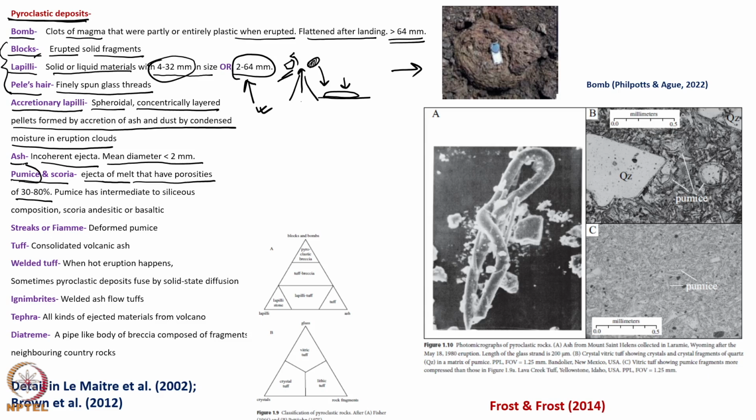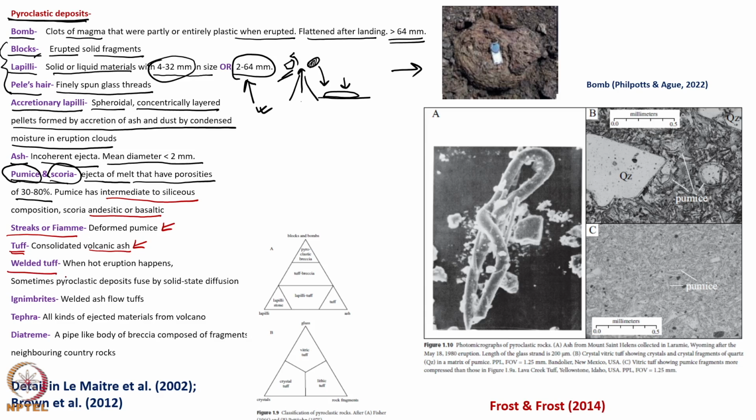So, the difference in the definition of pumice and scoria lies in the rock type or the chemical composition. In the case of scoria, it has to be andesitic or basaltic, whereas for pumice it has to be intermediate to siliceous. Eutaxitic or fiamme are the deformed pumice. Tuff are the consolidated volcanic ash. Volcanic ash is very fine grained, but it can consolidate with time.